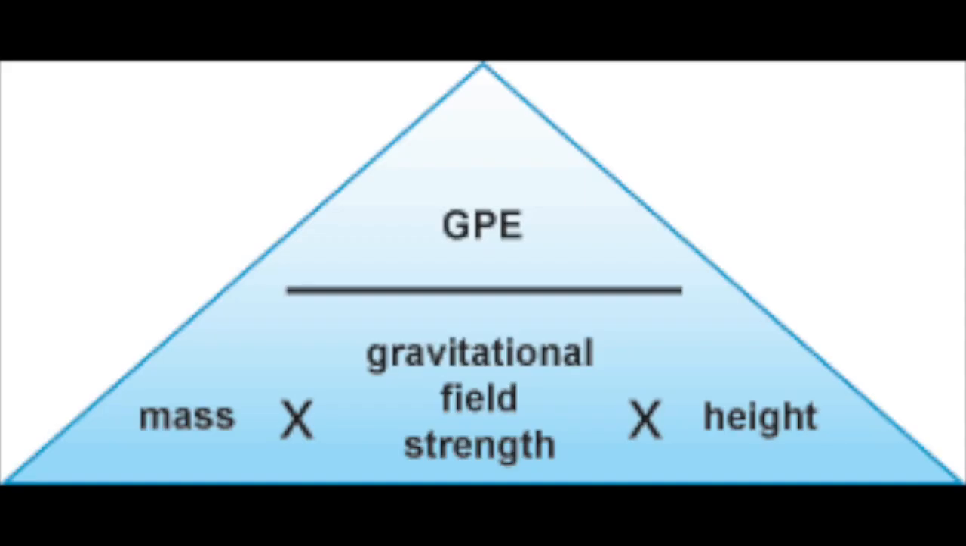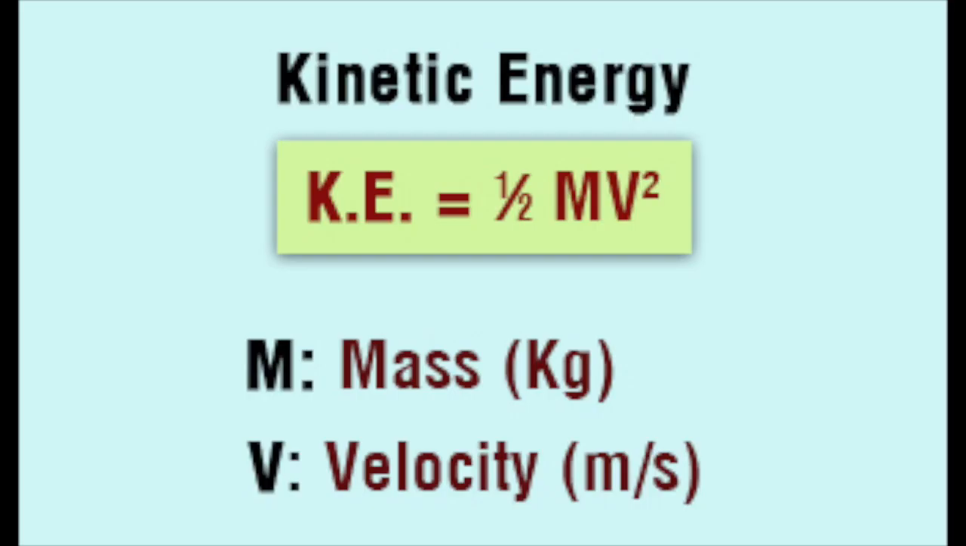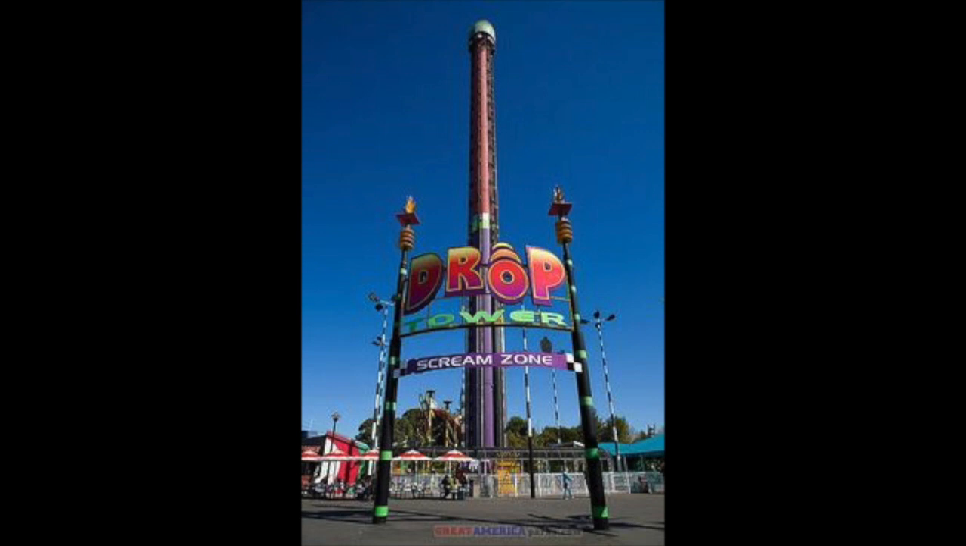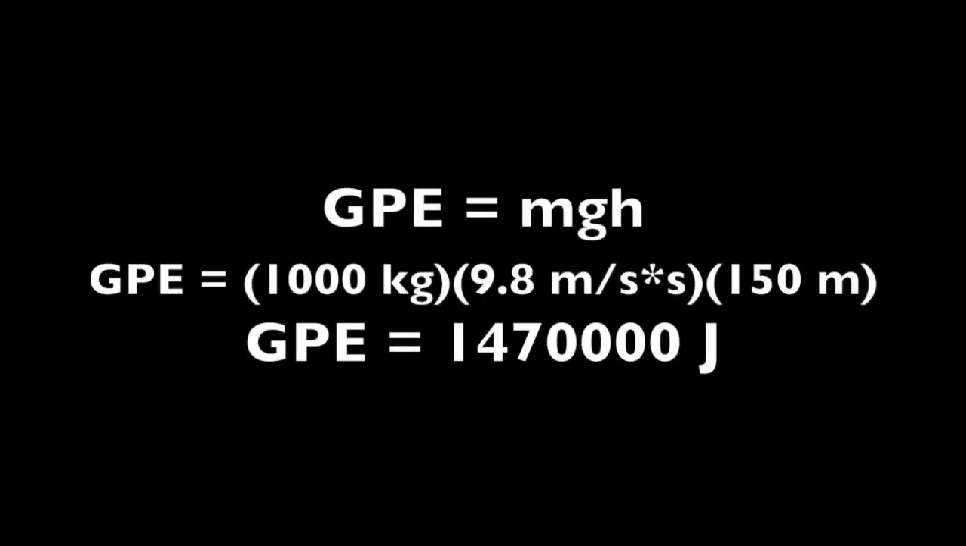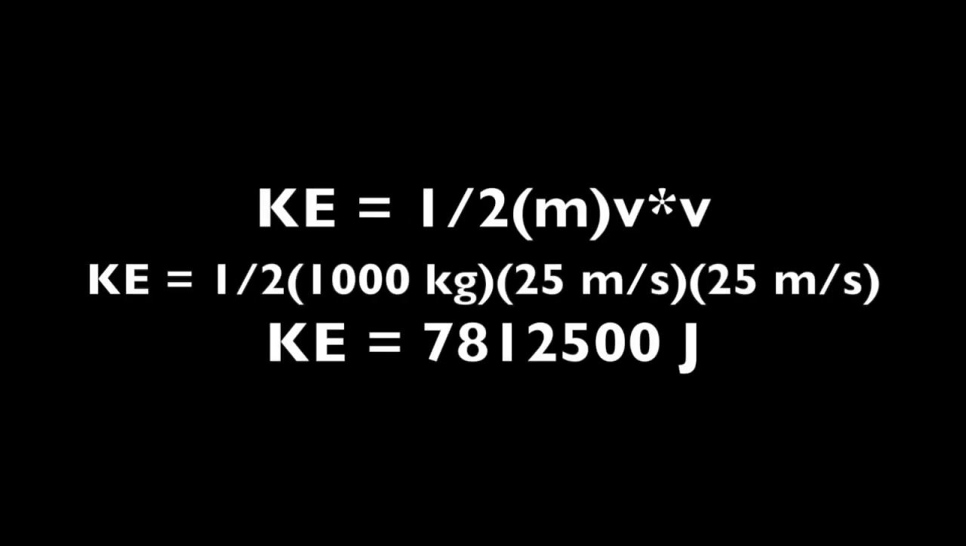There are many different types of energy, but we will be talking about GPE and KE. GPE is an object's gravitational potential energy and is affected by an object's mass and height. KE is an object's kinetic energy and is affected by an object's velocity and mass. An example for both of these concepts would be drop zone, or any ride that drops people from an extreme height. Let's say a ride lifts a 1,000 kilogram mass up to the top of the ride, which has a height of 150 meters. What would the GPE of the load be? Using the equation GPE equals mass times gravity times height, we can find the potential energy to be 1,470,000 joules.